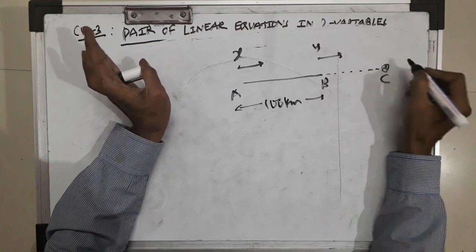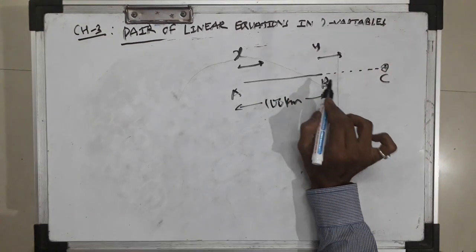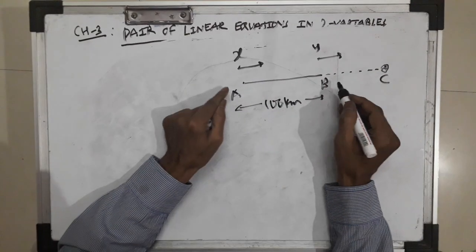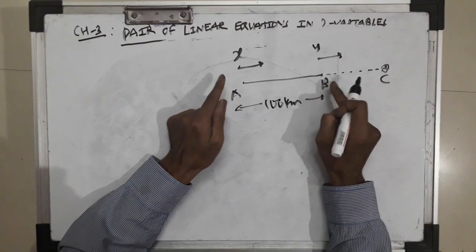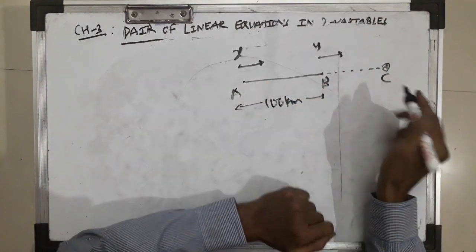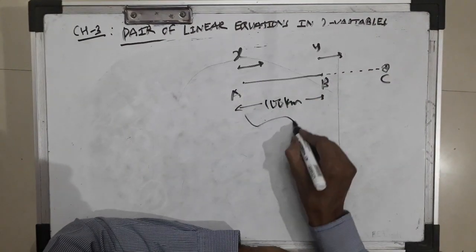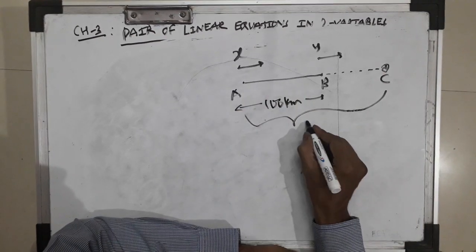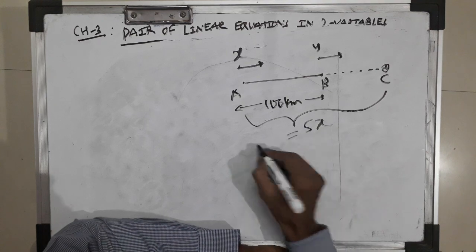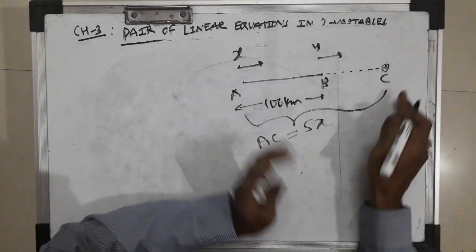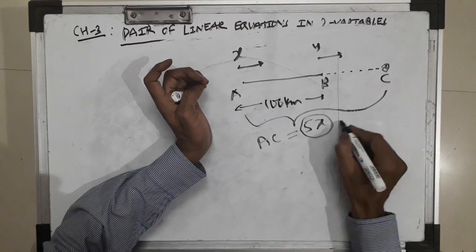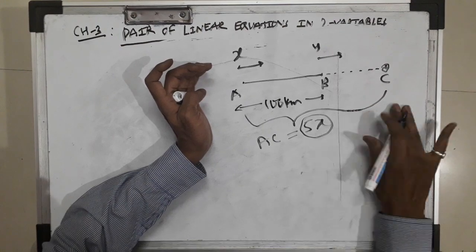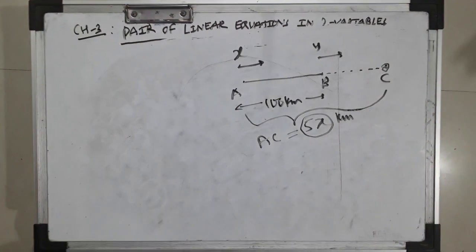This is the point where these two cars, both cars, are starting at the same time, right? Both are moving in the same direction. Now the distance covered by the car which is leaving the place A in 5 hours will be 5x. This AC distance will be 5x because distance is equal to speed into time. Speed is x kilometer and time required is 5. That's why it becomes 5x kilometer, right?